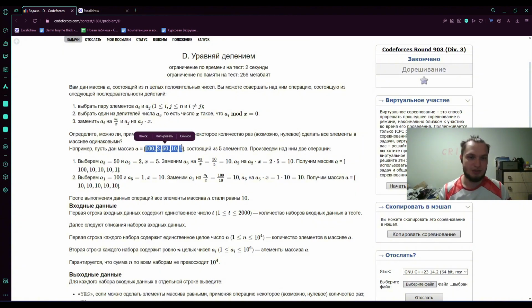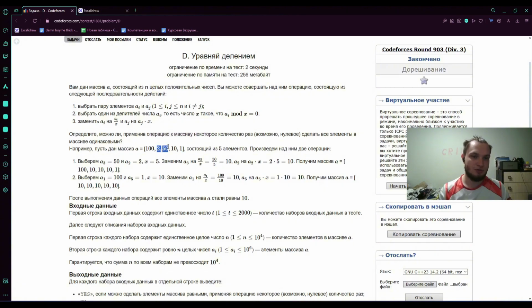So here's an example: 100, 2, 50, 10. By performing two operations, we can make them equal. First, we'll choose 100 and 10. We'll divide 100 by 10 and we'll get 10. We'll multiply 1 by 10 and we'll get 10. So we already have three 10s.